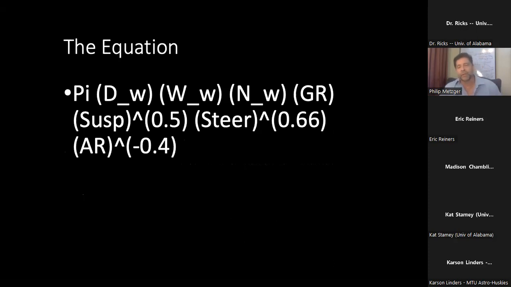So here's the equation, and you can write it down or look at the video later to get it. It's pi times the wheel diameter times the wheel width. If you recognize your simple geometry, that equals the area of the tread on your wheel, times the number of wheels. Okay, so that's the total tread area, times the gear ratio. We didn't include motor torques in this because we didn't have enough data on the motor torques. But anyways, just looking at the gear ratio, a higher gear ratio is better.